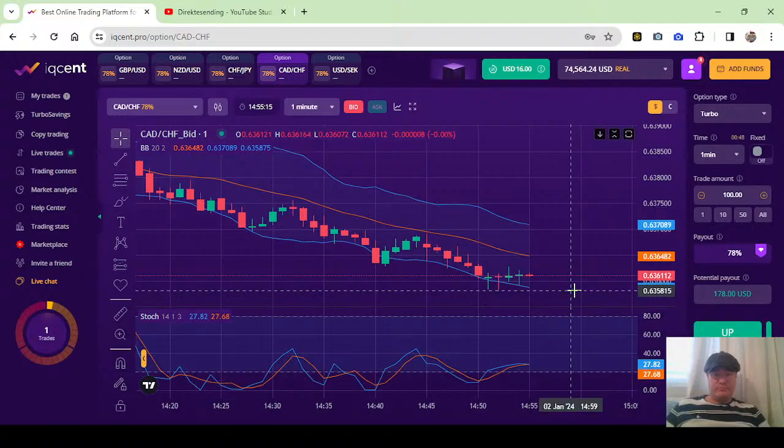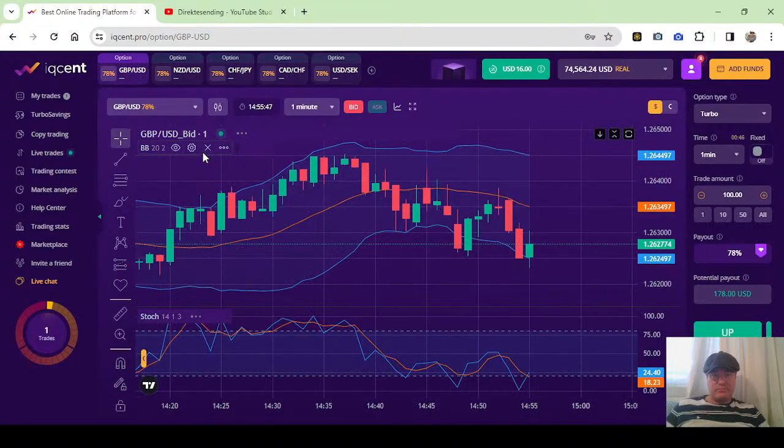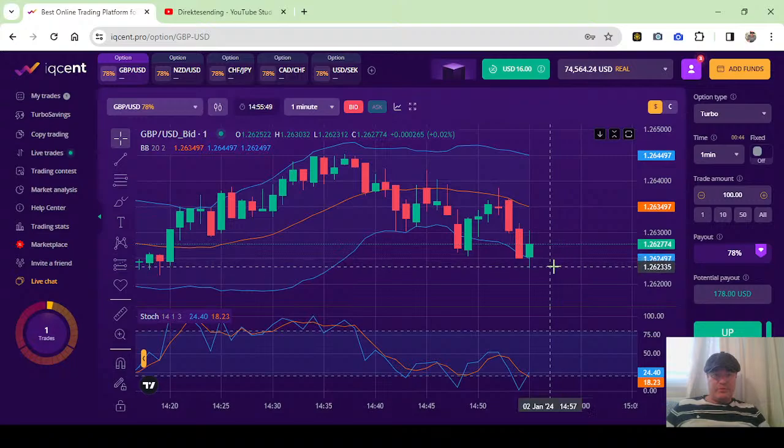Let's see. Down there will be nice. Little more. We are waiting. We need to have some patience here now to get our good entries. While we wait, we can check the other ones. Here, if we can get down there again, we'll take it.